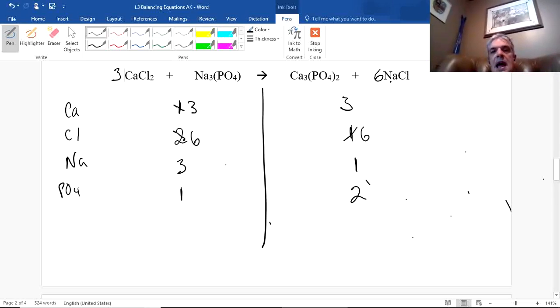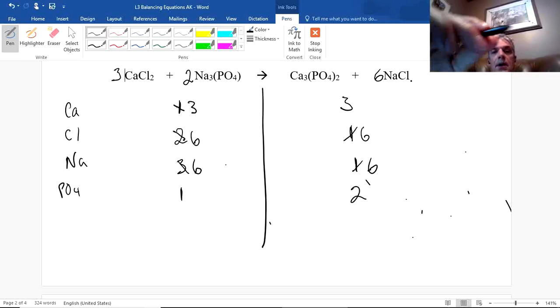But that changed my sodium. Okay. So now my sodium is 6 when it was 3. So that means this is going to have to become a 2 to become 2 times 3. And that's going to give me 6 sodium here. How many do I have on this side? Well, I have 6 as well because we put the 6 in front for the chlorine. They're balanced, okay? And then last but not least, I've got my phosphates to deal with.